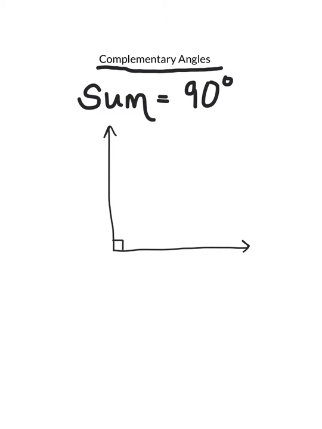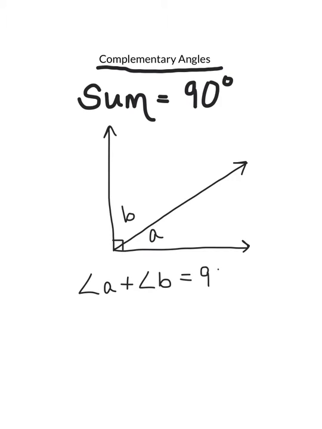If I was to take that angle and split it, using the ray that I just drew here, I would have two angles. I'm going to call this angle A and this angle B. Angle A plus angle B has to add up to 90 degrees. The little symbols in front of the A and the B represent angle instead of me writing out the word angle every time.